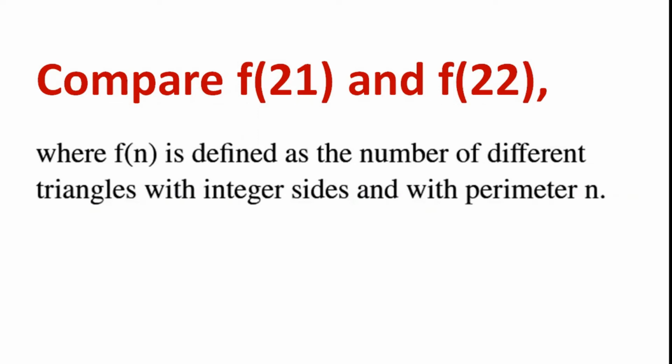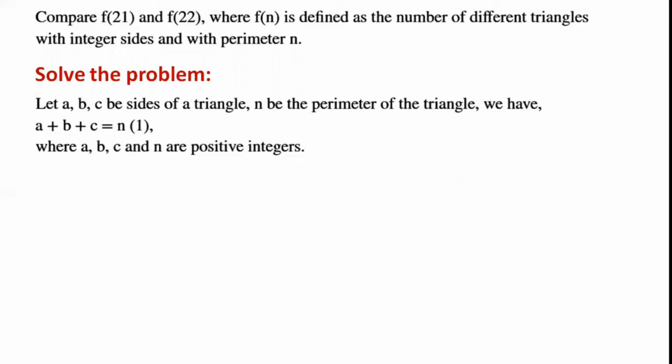Compare f(21) and f(22). f(n) is defined as the number of different triangles with integer sides and with perimeter n. Let a, b, c be the sides of a triangle, and n be the perimeter of the triangle.